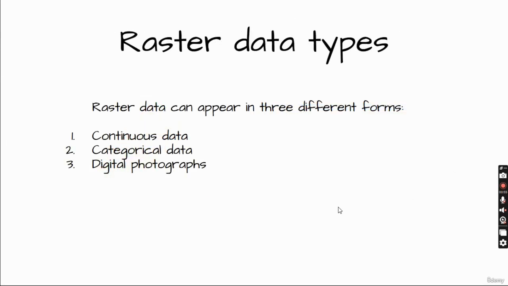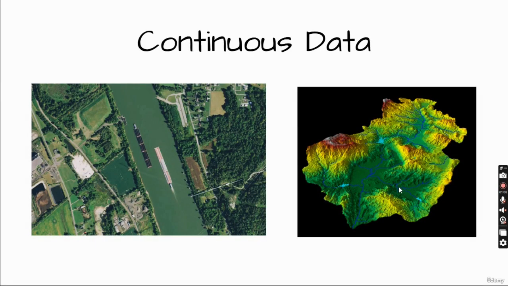Raster data can appear in three different forms: continuous data, categorical data, and digital photographs. Continuous data represents satellite imagery, aerial photographs, and additionally, physical and environmental data such as elevation and temperature. Satellite imagery and aerial photographs are commonly used as base maps.